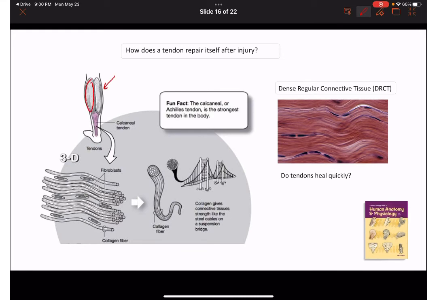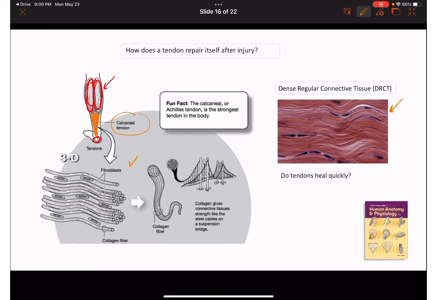We have the two calf muscles, the gastrocnemius medial and lateral heads, and then those calf muscles are attached to the heel bone, or the calcaneus, by this tendon here. What's the name of that tendon? That's the Achilles tendon, or the calcaneal tendon. And tendons are super tough. And they're tough because they're made up of a tissue called dense regular connective tissue.